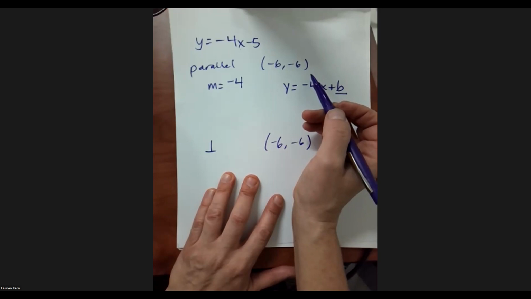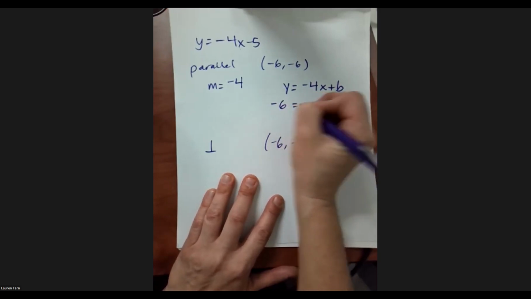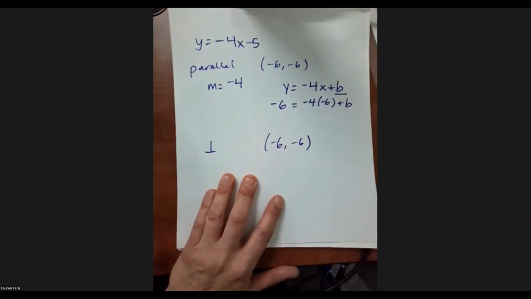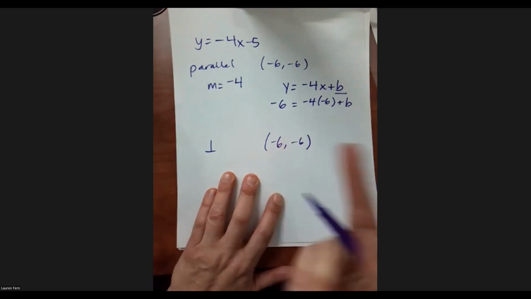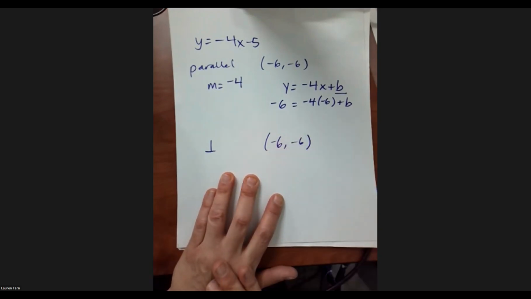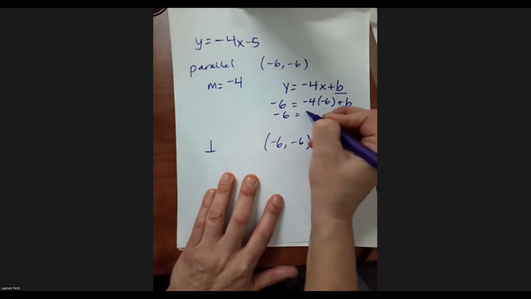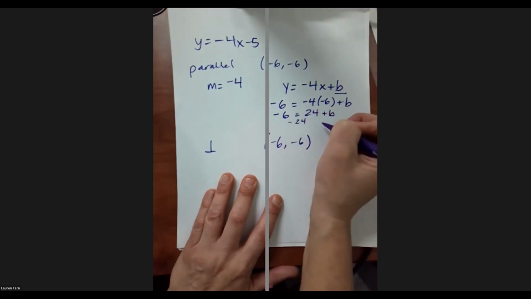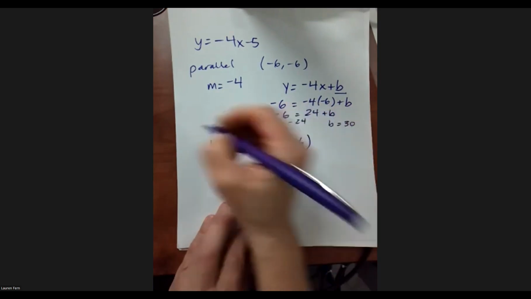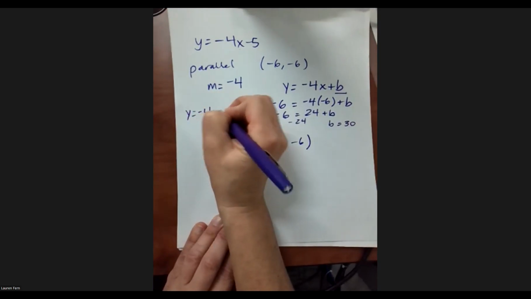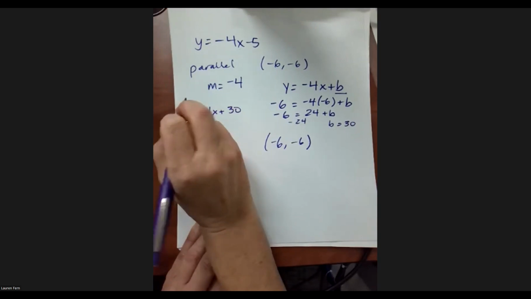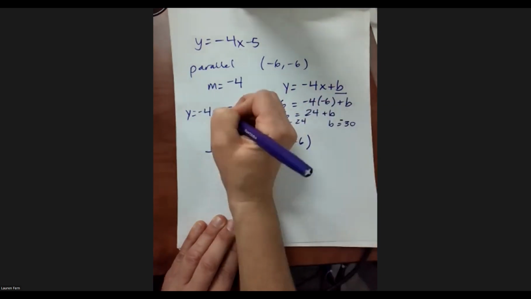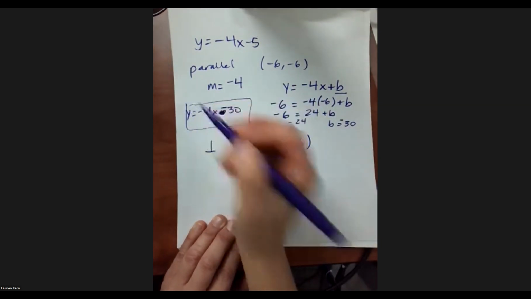I plug in this ordered pair. So I say -6 is -4 times -6 plus b. I love when they give us ordered pairs that have the same values, because then you don't have to worry about bebopping your x's and your y's. So we get -6 is 24 plus b. We'll subtract 24 from both sides to get b to be -30, excuse me. We're going to get y equals -4x minus 30.